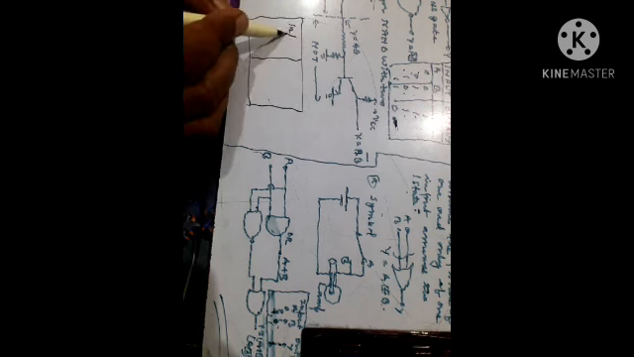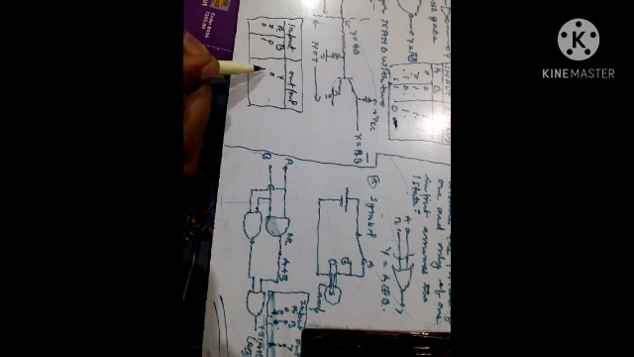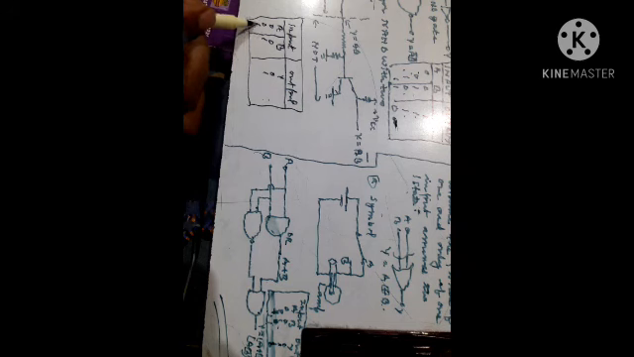Input, output. A, B, Y: 0 0 gives 0, 0 1 gives 1, 1 0 gives 1, but 1 1 will be 0. Okay, try to understand all these things.